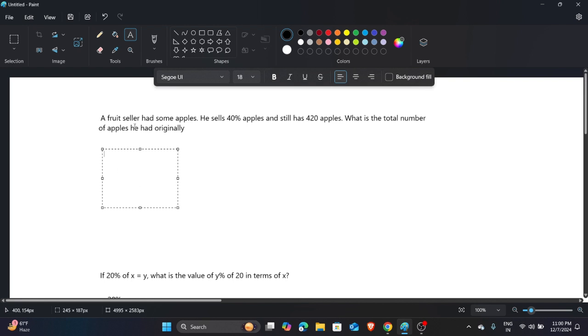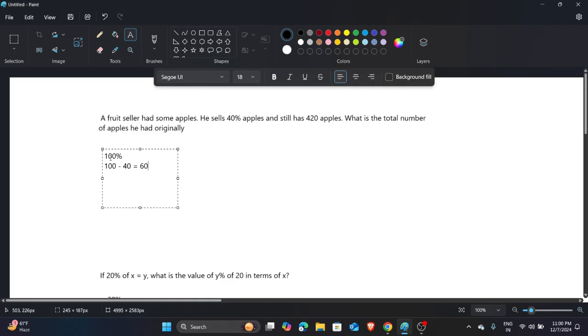In this question, a fruit seller had some apples. He sells 40% of the apples and still has 120 apples. So what does it mean? Suppose the total number of apples the seller has is 100%, and 40% he sells. Now the remaining is how much? When he sells the 40%, the remaining is 100 minus 40, so 60%.